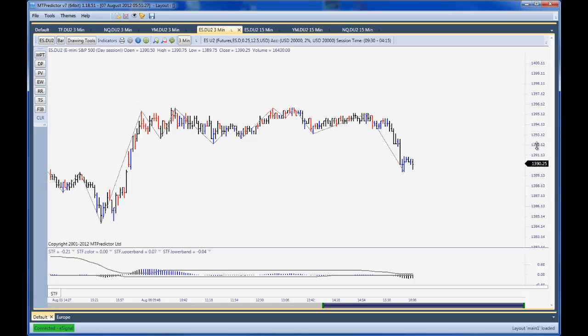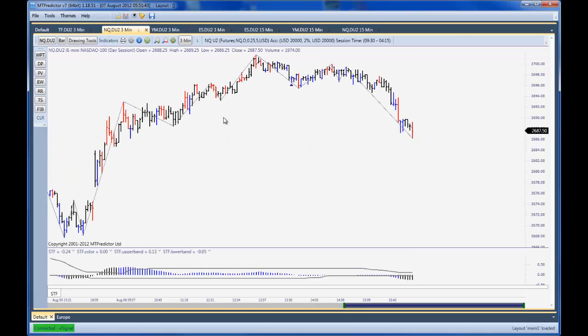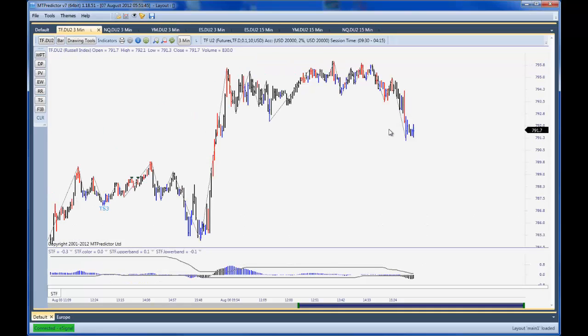As you can see on the ES, this is yesterday. ES was basically flat, doing nothing, and then had a decline later in the day. Same for most of the other markets. There was a TS1 buy setup here on the YM, and I'll come and take a look at that in a moment. Basically the markets were pretty flat yesterday before declining into the close.